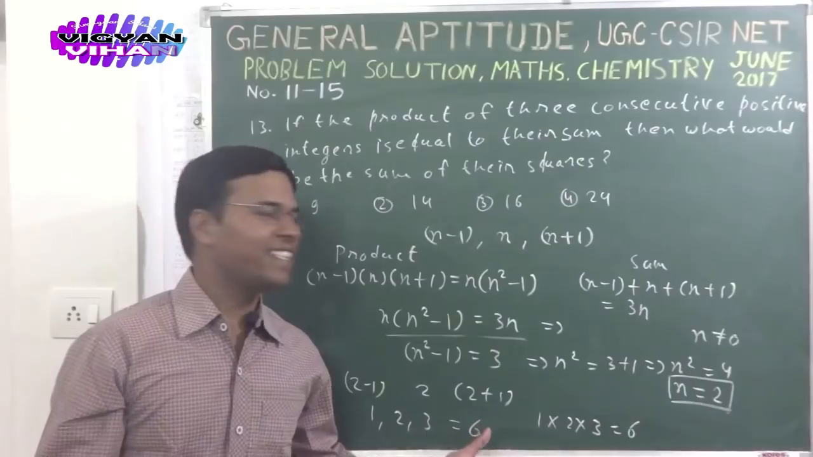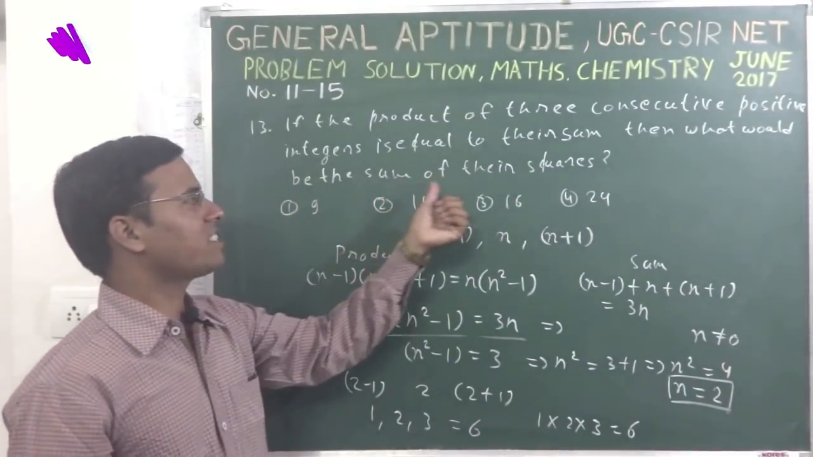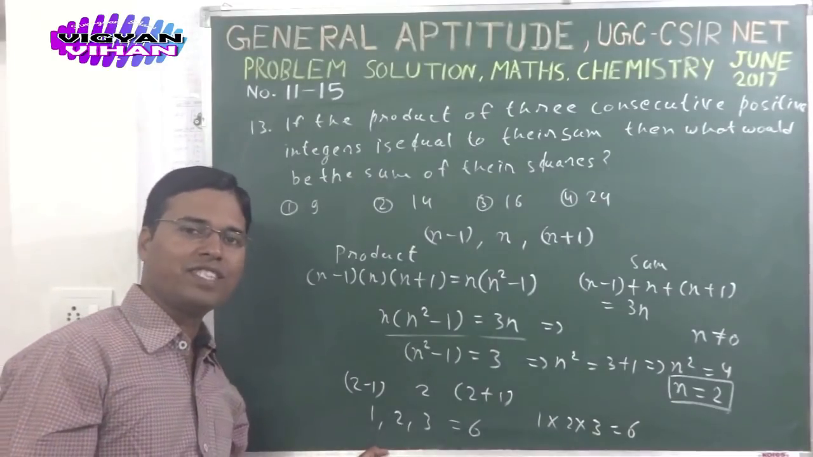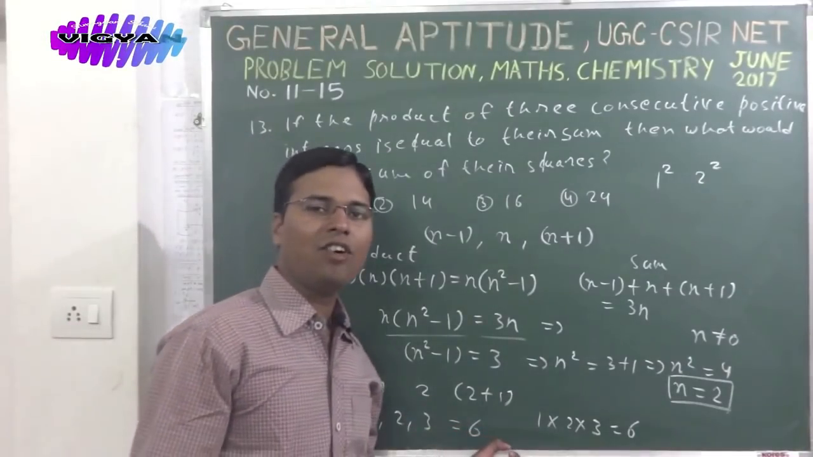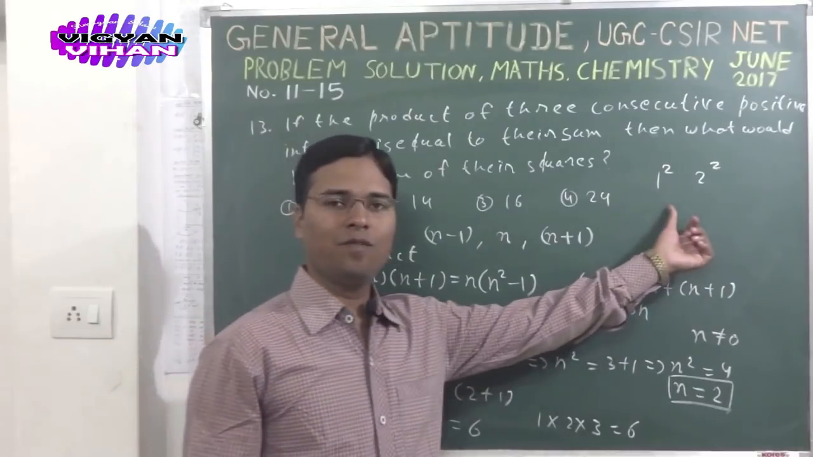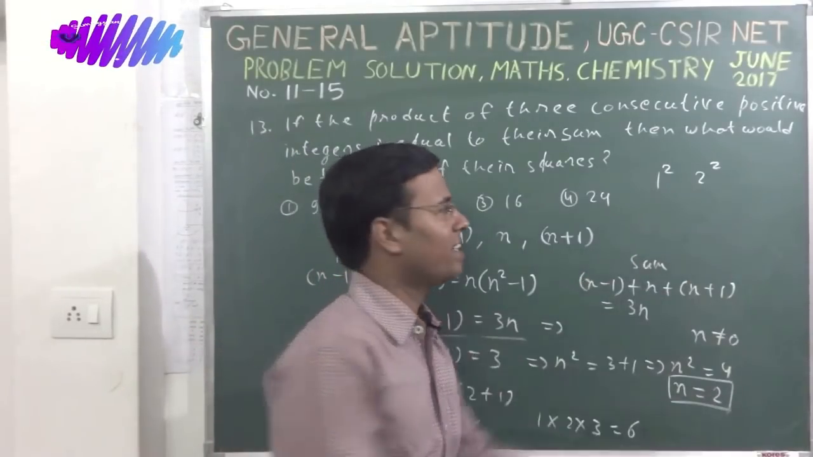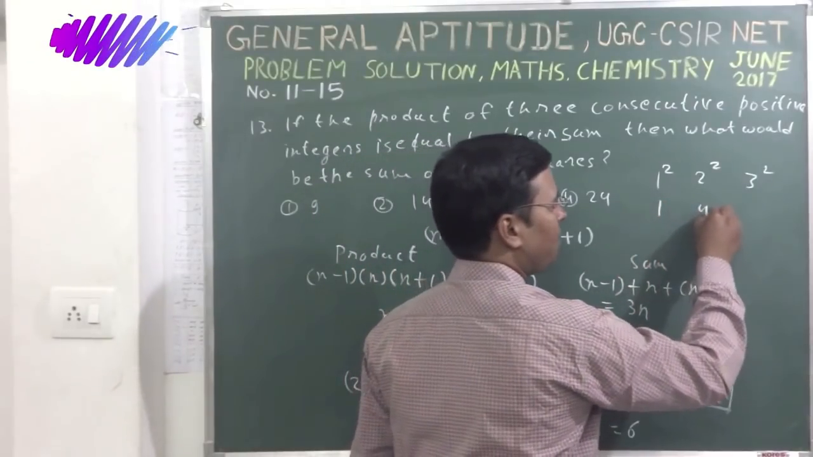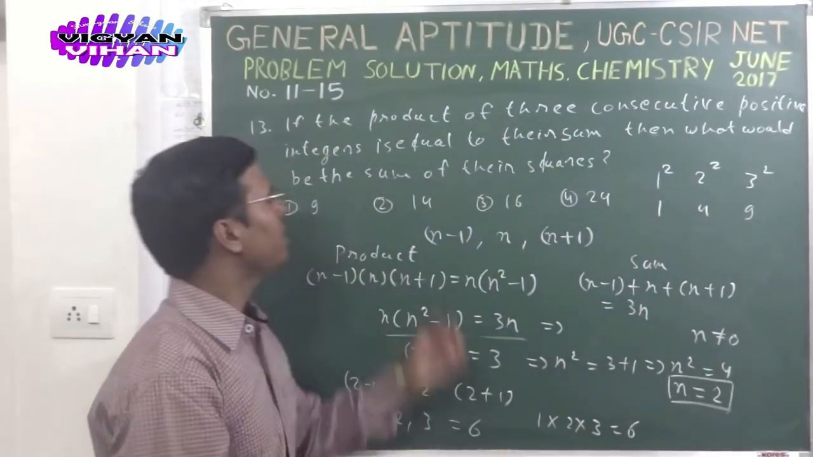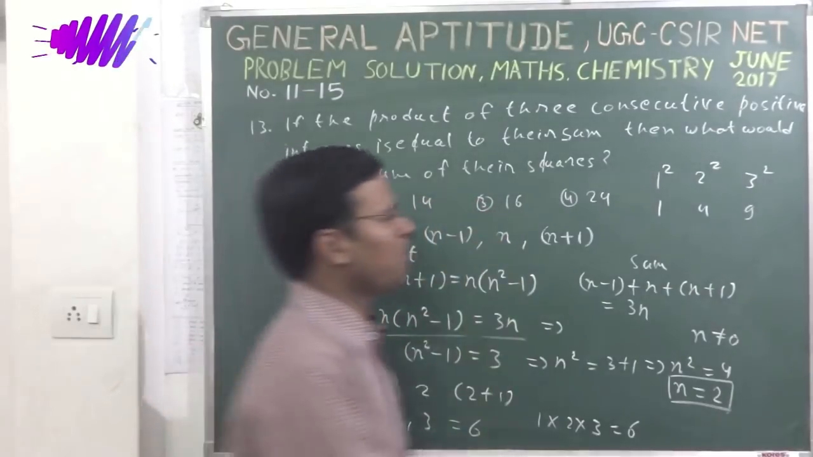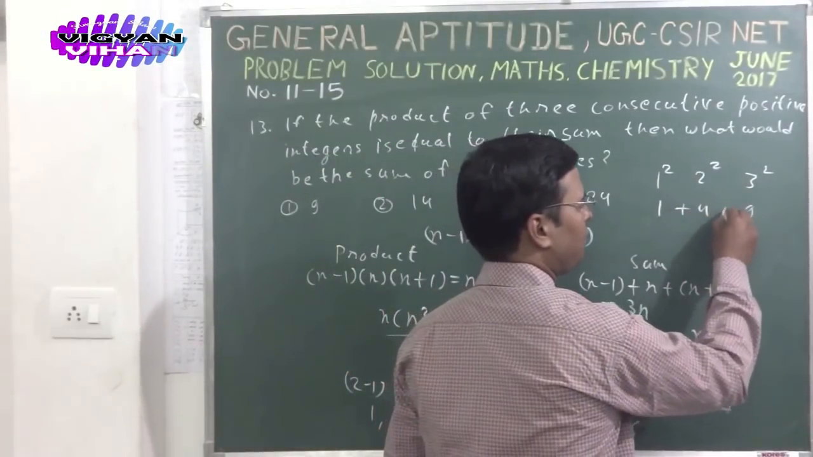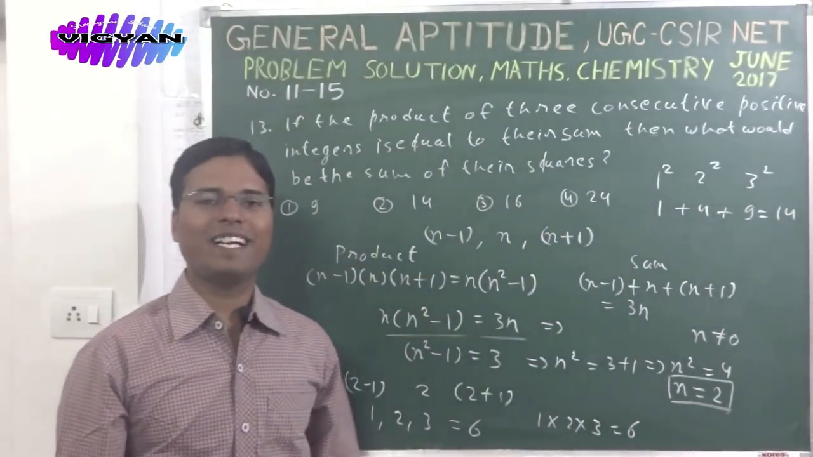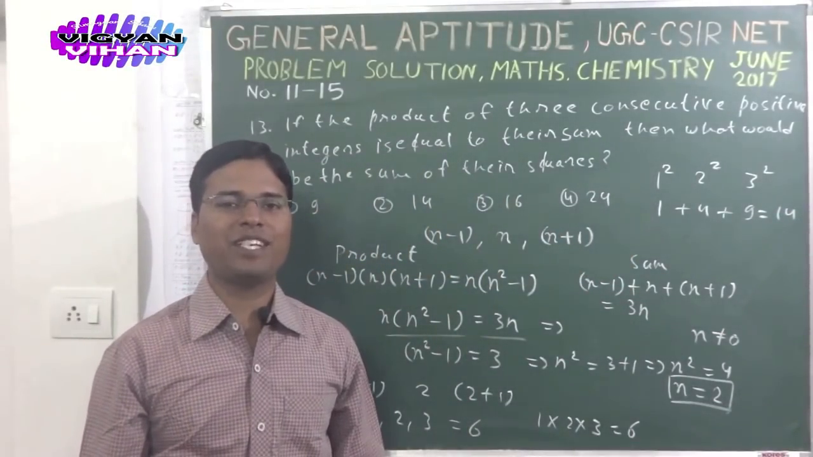What is the question asking? What would be the sum of their squares? So, the squares of these terms would be 1 square, 2 square, 3 square. These are 1, 4, 9. Now, their sum would be equal to 1 plus 4 plus 9, that is 14. So, the correct answer of this problem is 14.